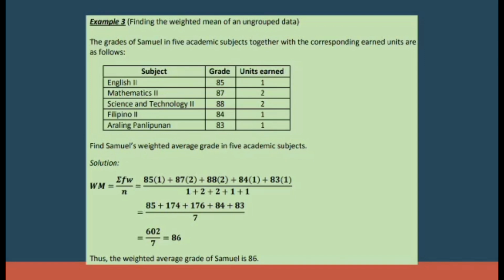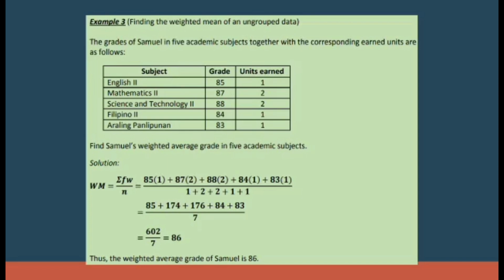So the first thing we need to do is to find the product of the grade and the units earned. So 85 times 1 is equal to 85. 87 times 2 is equal to 174. 88 times 2 is equal to 176. 84 times 1 is 84 and 83 times 1 is 83.